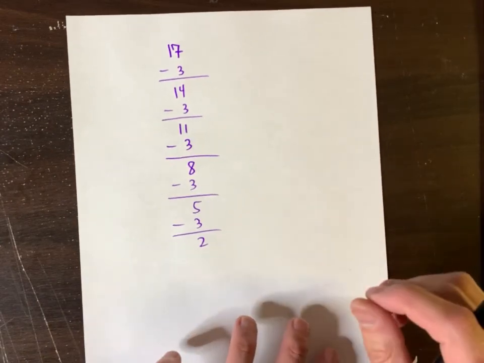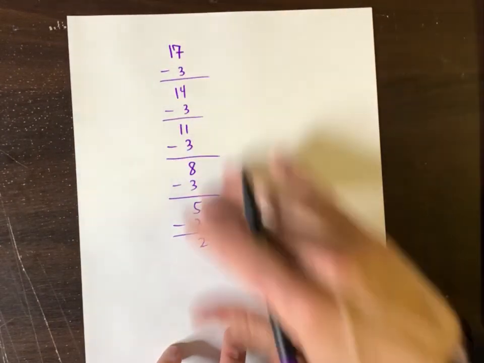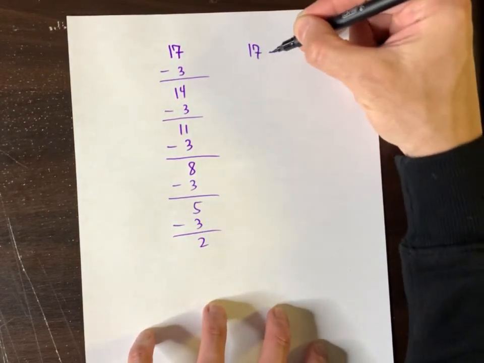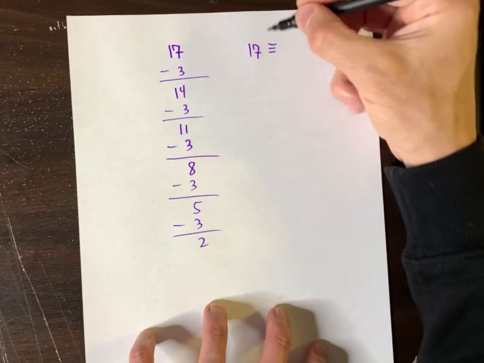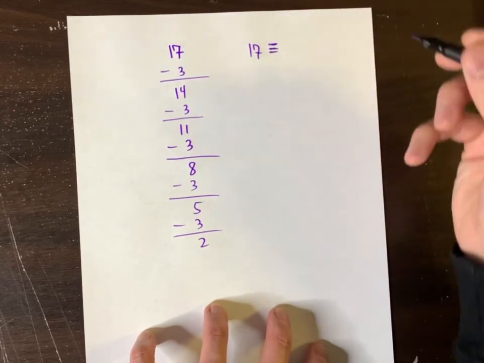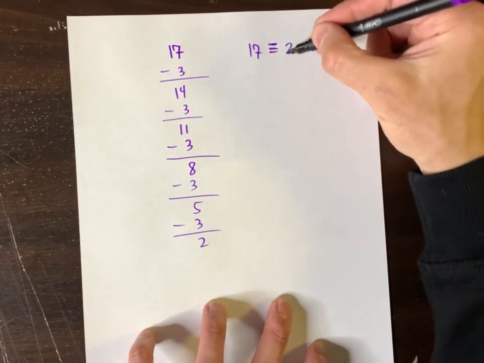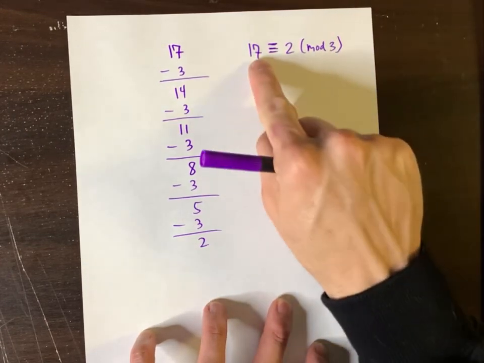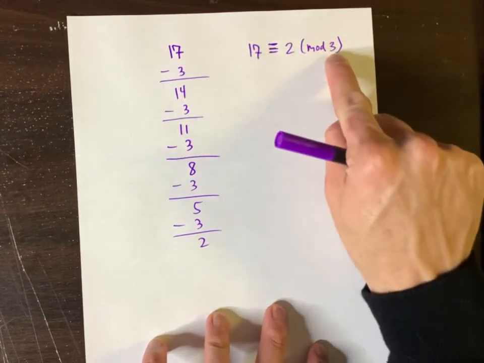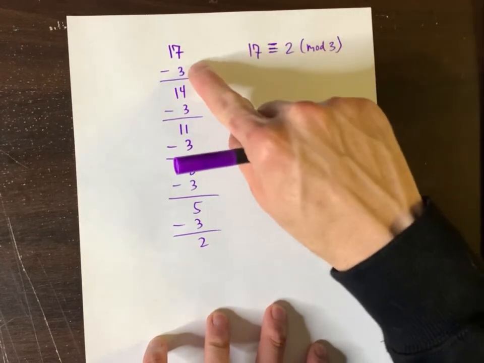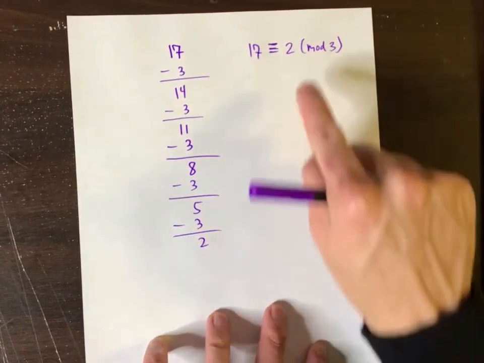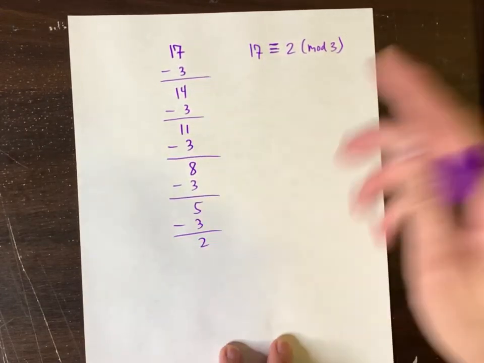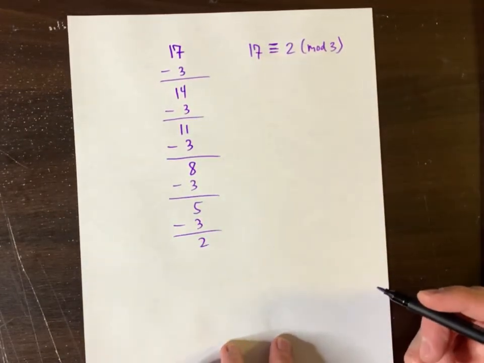So here is what we say. Based on this observation, we say that 17 is congruent to 2 mod 3. So that's the original number. This is the number that you are subtracting by every single time. And this is the remainder after you're done doing all the subtractions possible.